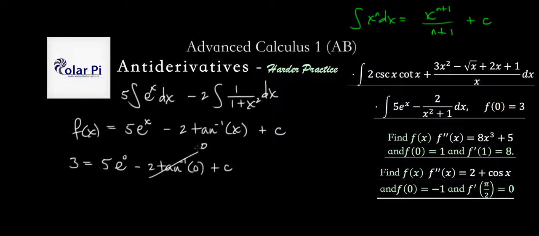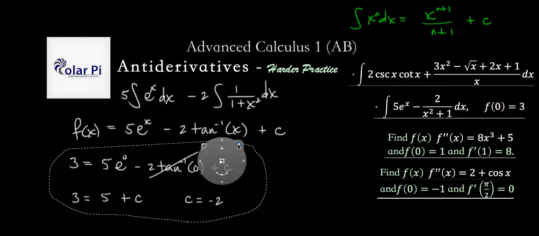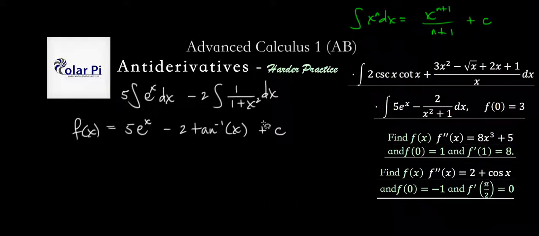So 2 times tan inverse of 0 is 0. Otherwise, we have 3 is equal to 5, since e to the 0 is 1. So 5 minus 0 plus c. So 5 plus c. And so it must mean that c is equal to negative 2. So now we know what f is, including that unknown constant. It's equal to negative 2. So instead of plus c here, we're going to write minus 2. Okay, cool. And so then these guys will set us up nicely to the end.